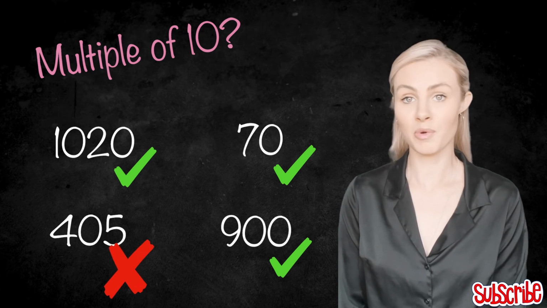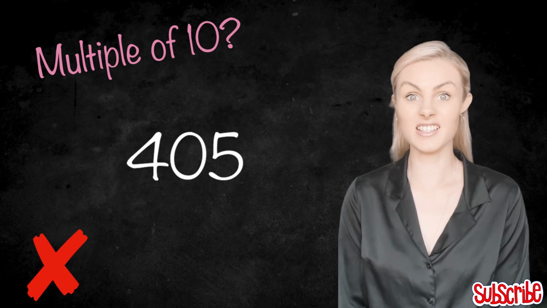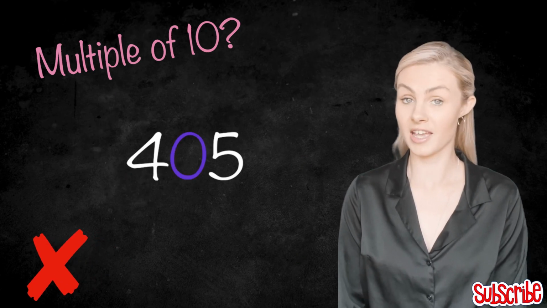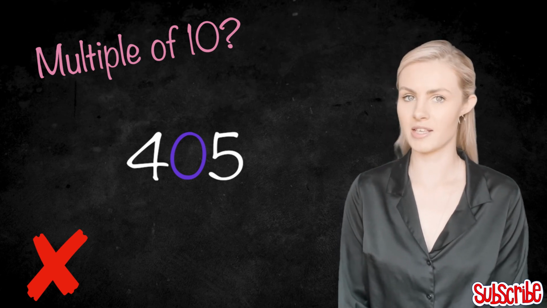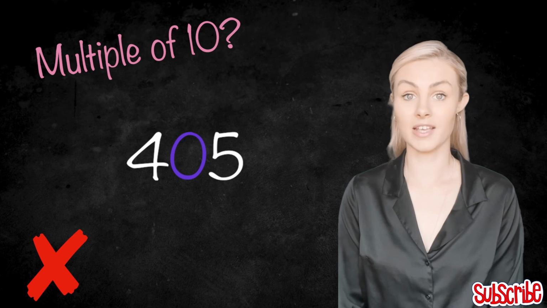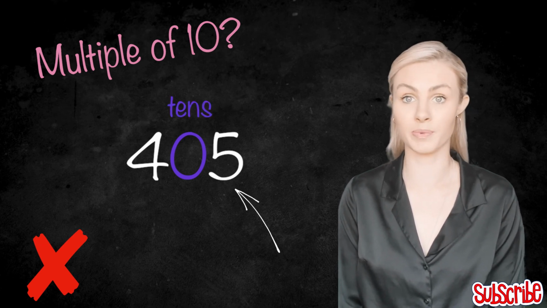405, not a multiple of 10. You've got to be careful with numbers like this because it's easy to mistake the fact that there's a 0 into thinking it's a multiple of 10. But look where that 0 is. Is it in the ones column? No, it's in the tens column and there isn't a 0 in the ones column, so it's not a multiple of 10.